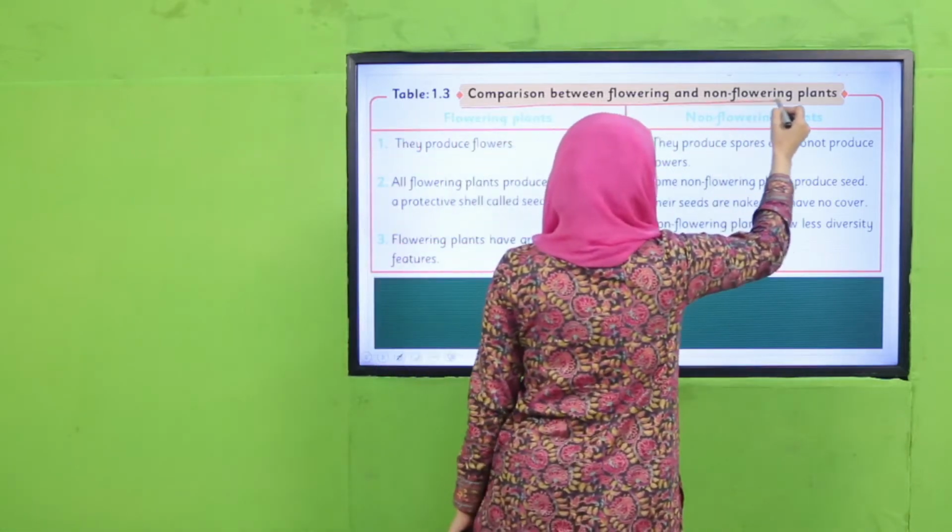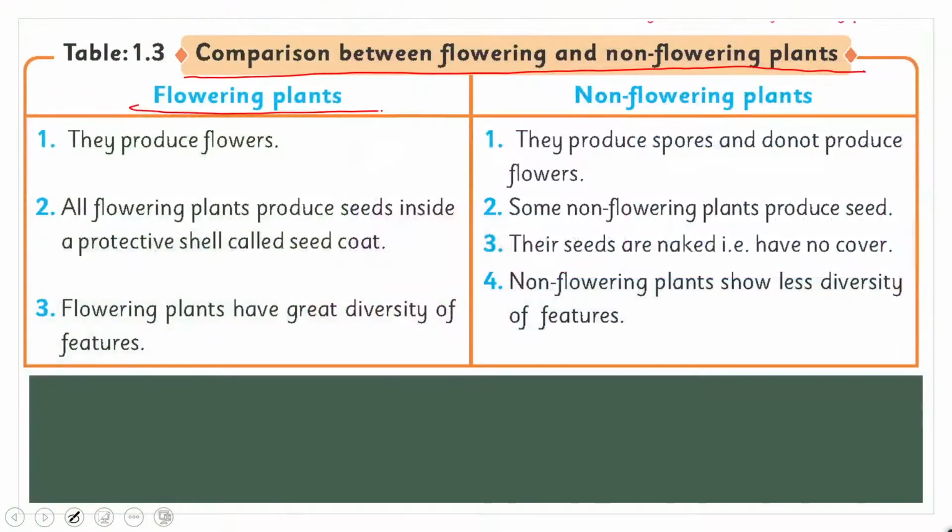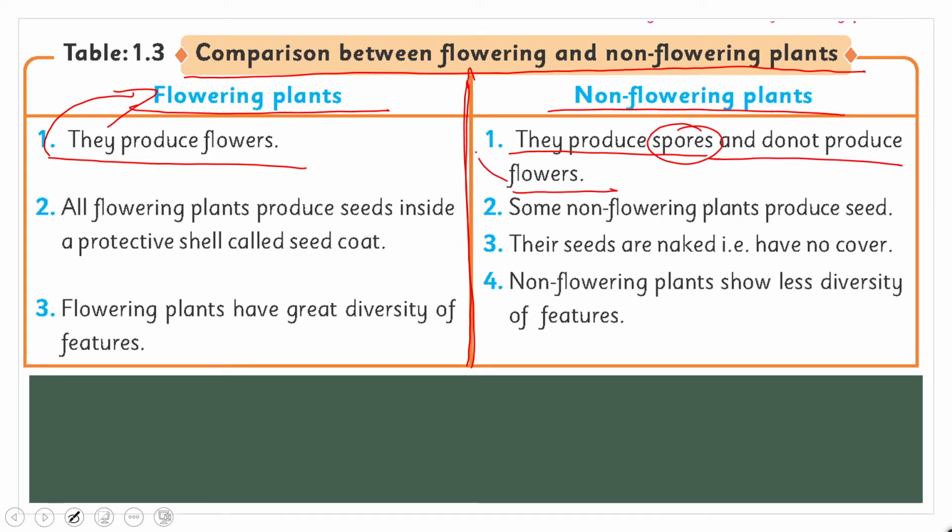Comparison between flowering and non-flowering plants: flowering plants, and on the other side, non-flowering plants. And every time there are similarities or differences, we draw a line in between. They produce flowers. That means flowering plants produce flowers. They produce spores and do not produce flowers. Now, they do not produce flowers and they produce spores.